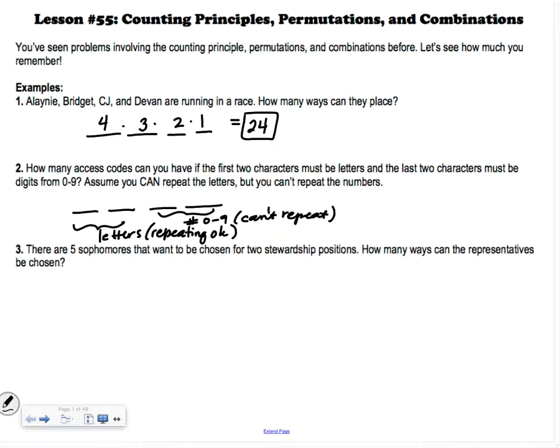All right, so letters. Alex tells us there's 26 letters in the alphabet. So, I made a mistake. Should I put 25 there? No, you should put 26. Why should I put 26? Exactly. Because you can repeat the letters.